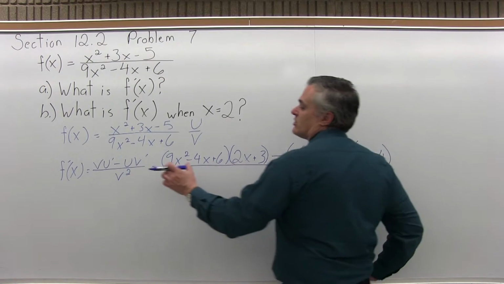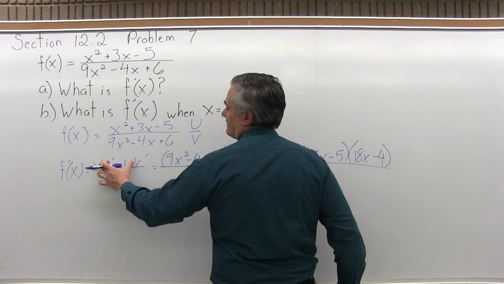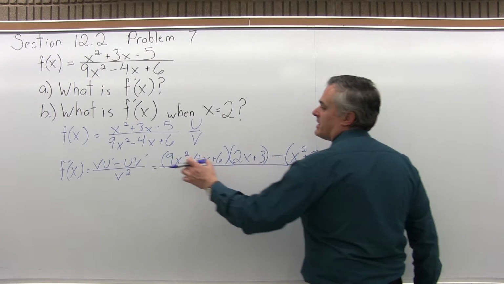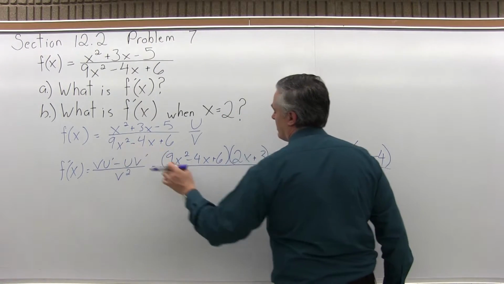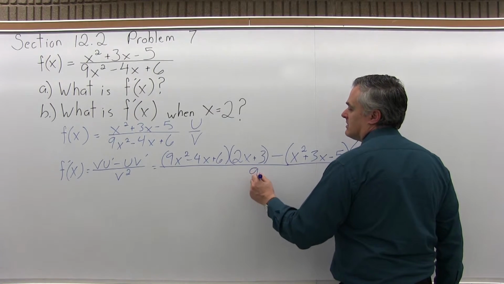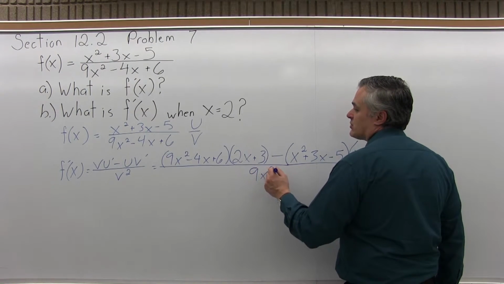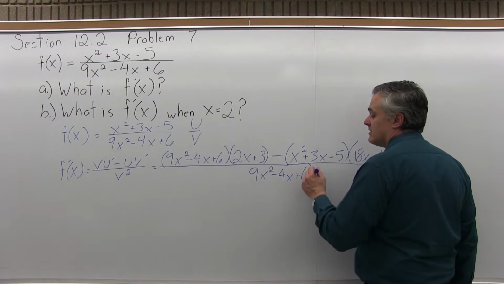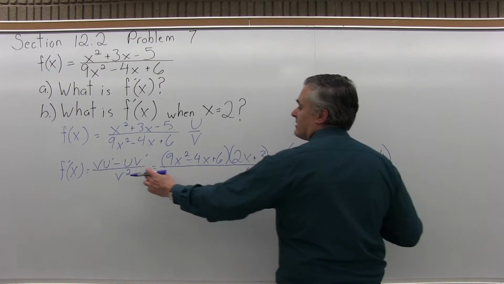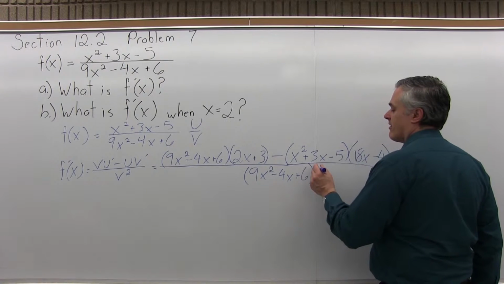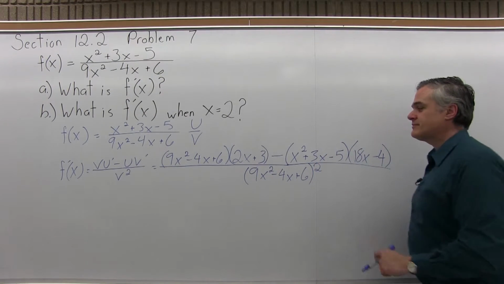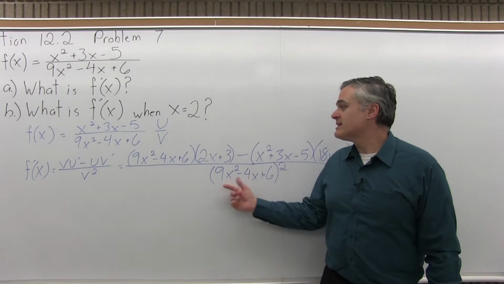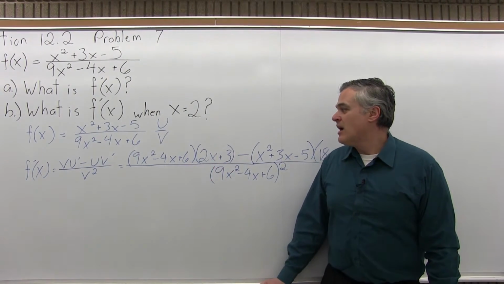And that takes care of the top portion of our quotient rule, the vu prime minus uv prime. And I put v squared in the denominator. No prime, just v squared. So v is 9x squared minus 4x plus 6, and we're going to raise that to the second power. And that's the answer for part A. That is f prime of x. And it can be simplified.